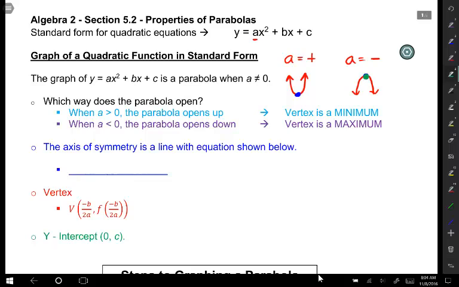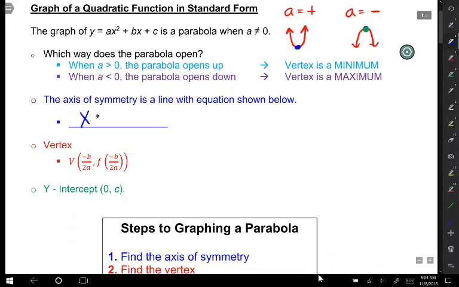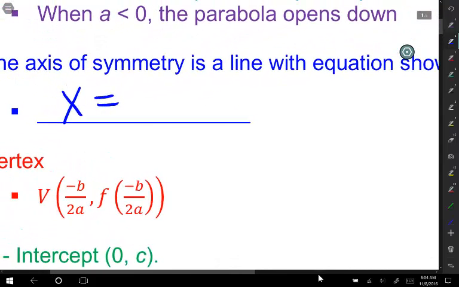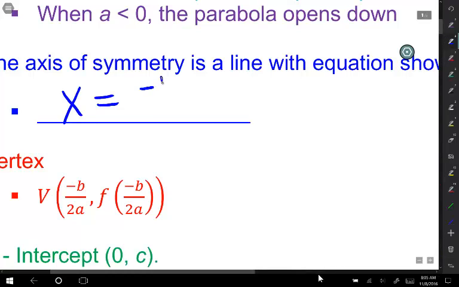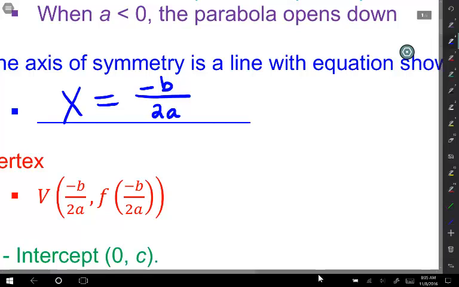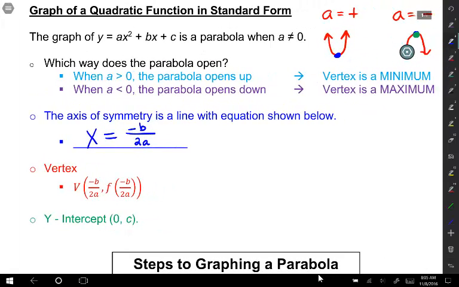Okay. Now, moving down. The most important formula that we're going to do today is the axis of symmetry. X equals, this goes back to Algebra 1. Do you remember what it was? Close. The opposite of B over 2A. And that's part of the quadratic formula. So x equals the opposite of b over 2a. Hugely critical that we know that. Just making sure we have that.